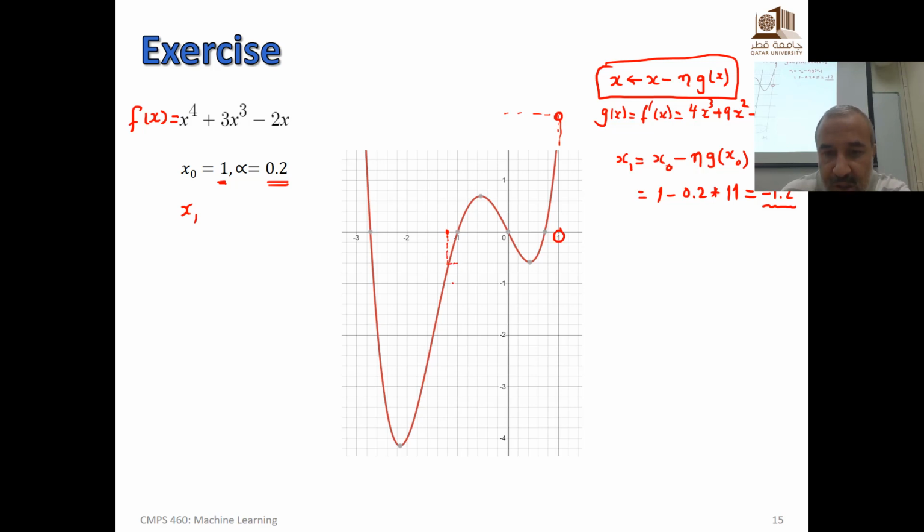This value, right? Which is probably minus 0.6, seems like. You can, of course, substitute. So we jumped from x equals 1 to x equals minus 1.2. If we continue one more step, will we go to the left or to the right?